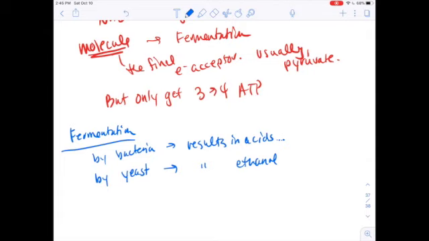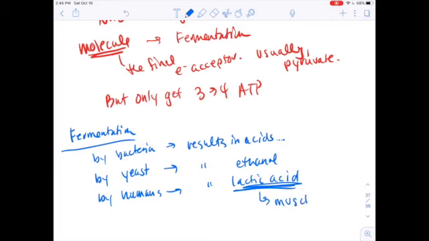But human cells, I think this is true for all mammalian cells, we produce lactic acid. We are not ethanol producers when we ferment. We get lactic acid, and that is what causes muscle cramps. If you've ever had a muscle cramp, it hurts like you-know-what.